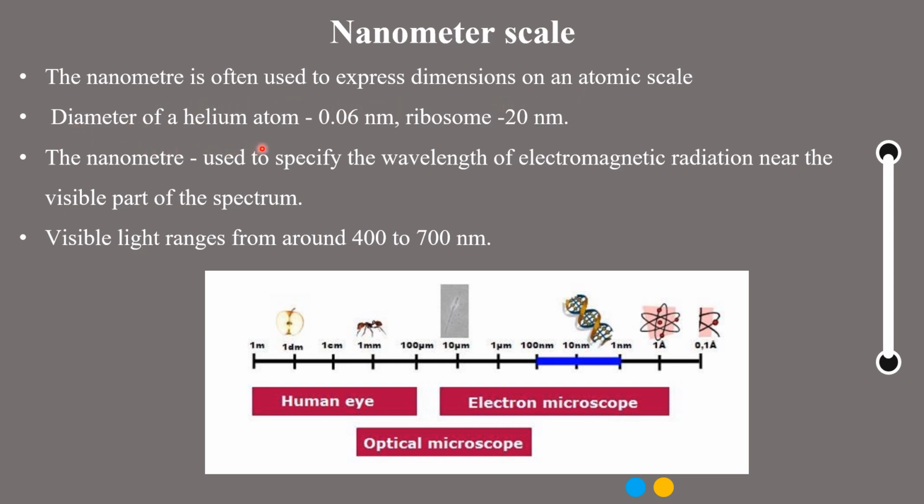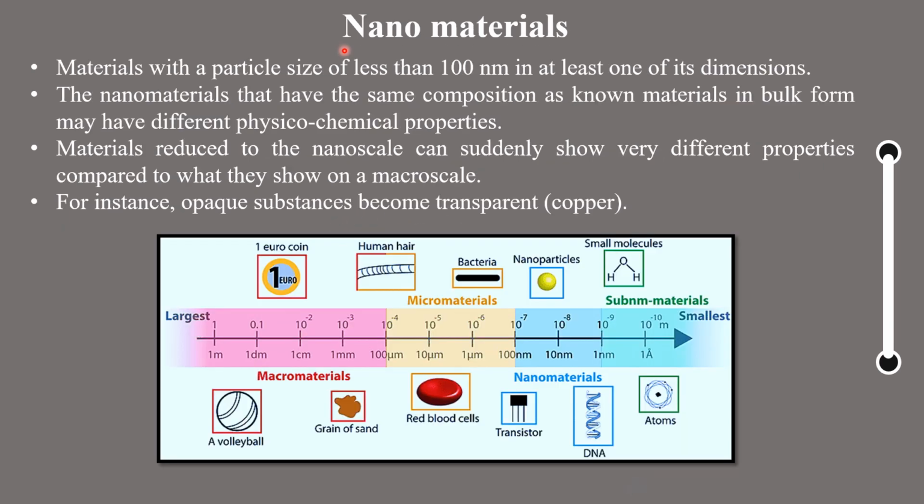Nanometer scale. The nanometer is often used to express dimension on an atomic scale. The diameter of a helium atom is 0.06 nanometer and the ribosome is 20 nanometer. The nanometer is used to specify the wavelength of electromagnetic radiation near the visible part of the spectrum. Here the visible light ranges from around 400 to 700 nanometers.